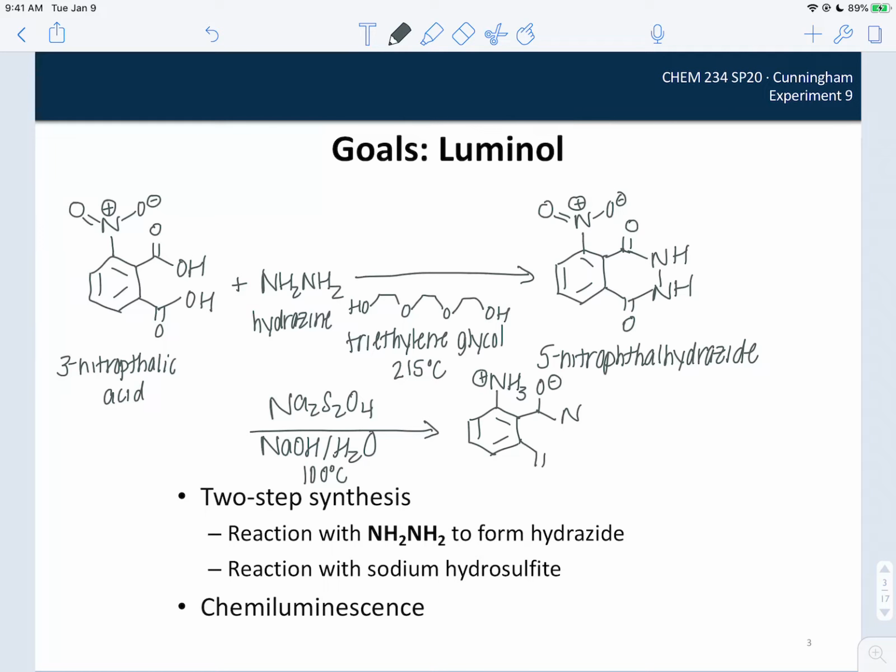Now I'm going to draw the product for this process as a tautomer. We're going to talk about the tautomerization of this particular product in just a second. So here is the product of our reaction. And this is 5-aminophthalhydrazide.